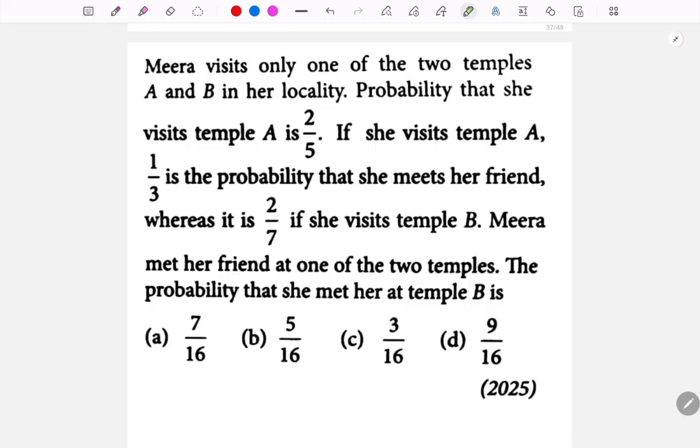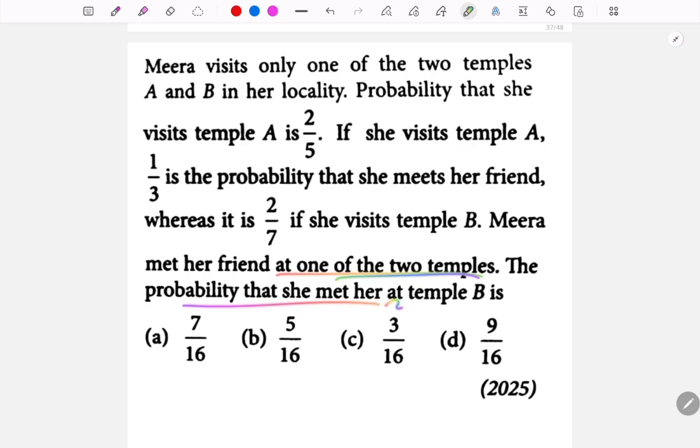First we will try to understand the given question. Meera visits only one of the two temples, A and B, in her locality. The probability that she visits temple A is 2 by 5. If she visits temple A, the probability that she meets her friend is 1 by 3. It means A by E1 is given, right? Next, it is 2 by 7 for temple B, which means A by E2 they gave, but they didn't give P of E2, right? Easy. It means complement. How much complement will you get? 3 by 5. Clear?